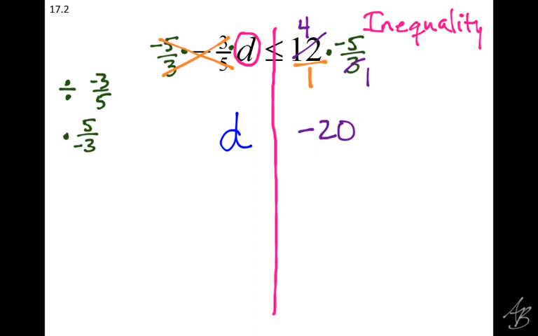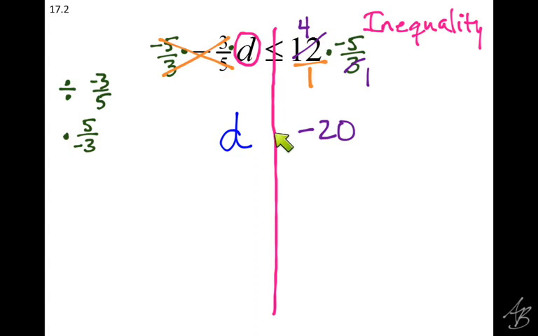Now the last thing we need to do, we've got the d by itself, we've got the right side simplified, we need to figure out what's going to go on the line here. It's not going to be an equal sign. This is not an equation. Okay? Is it going to be the less than or equal to? This is kind of a tricky thing. Are we just going to bring this down?